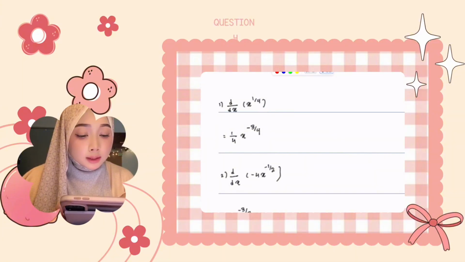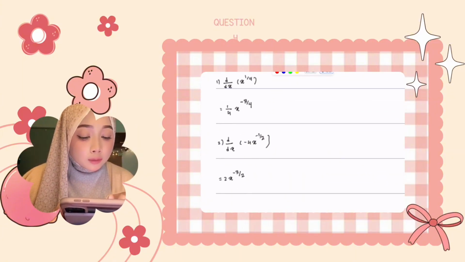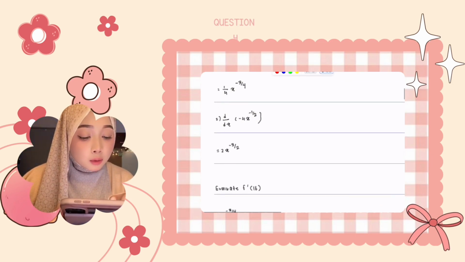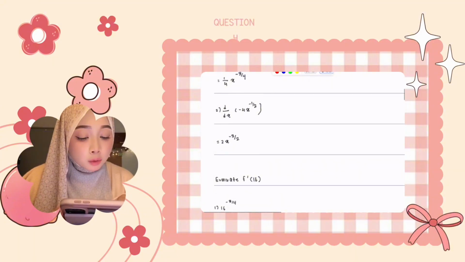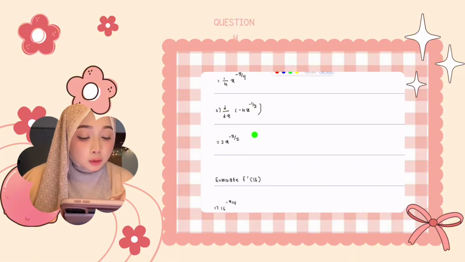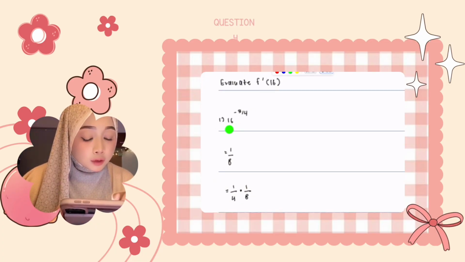So I will differentiate it. We will get d/dx of x^(1/4), which is 1/4 x^(-3/4). And for the other one, we will differentiate d/dx of negative 4x^(-1/2), and we will get 2x^(-3/2). So we will get f'(x) equal to 1/4 x^(-3/4) plus 2x^(-3/2).